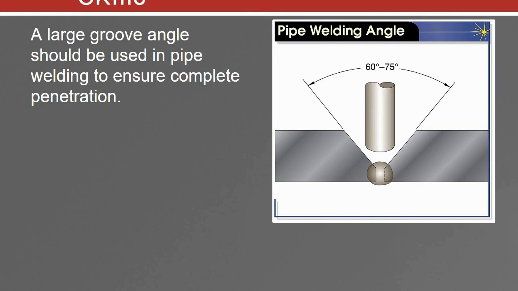Large groove angle should be used in pipe welding to ensure complete penetration. So back to that 30 or so degree angle. We usually recommend about a 60-degree angle when you guys are prepping for pipe welding. The bigger the pipe, the more welding you have. So if you're working on a 75-degree angle, a 10 or 12 hour weld with a 60-degree overall angle is now going to be a 14 or 16 hour weld with a 75-degree angle.